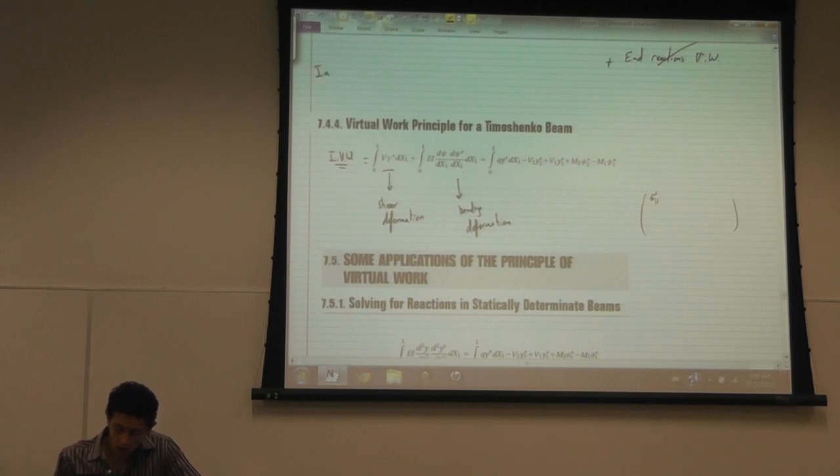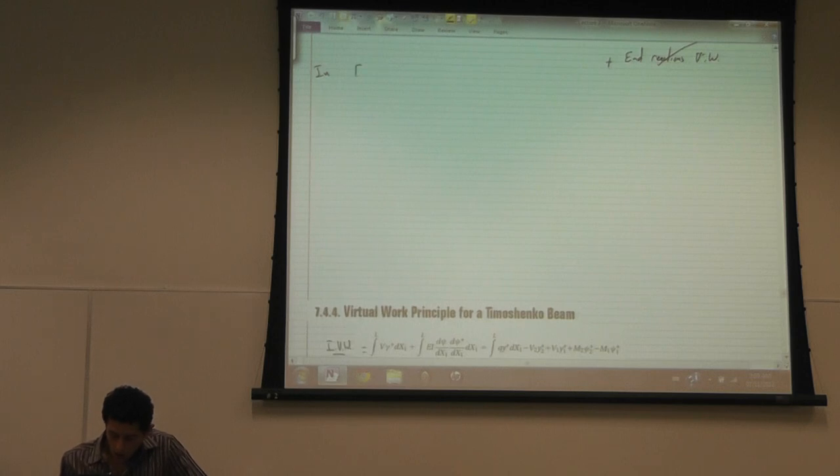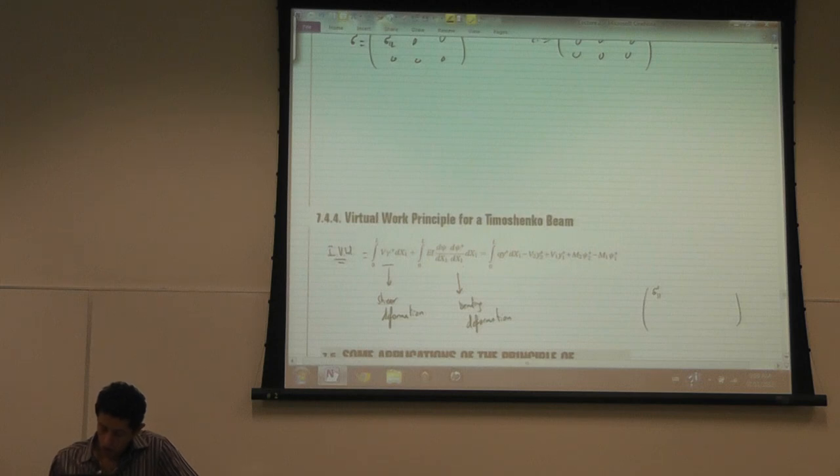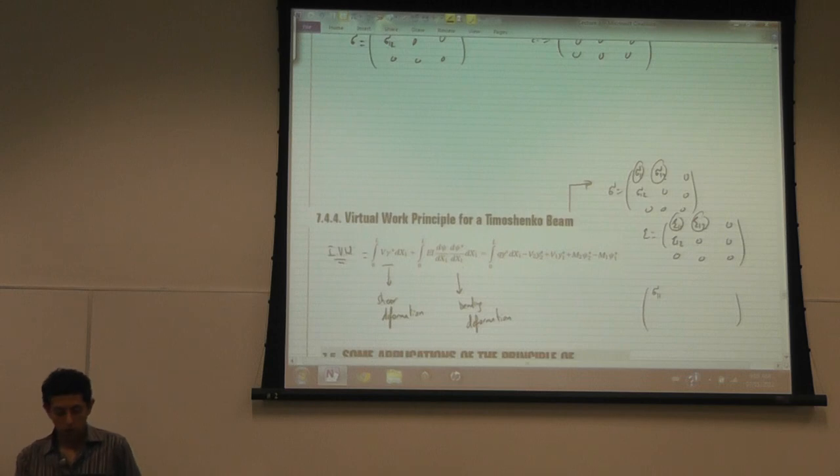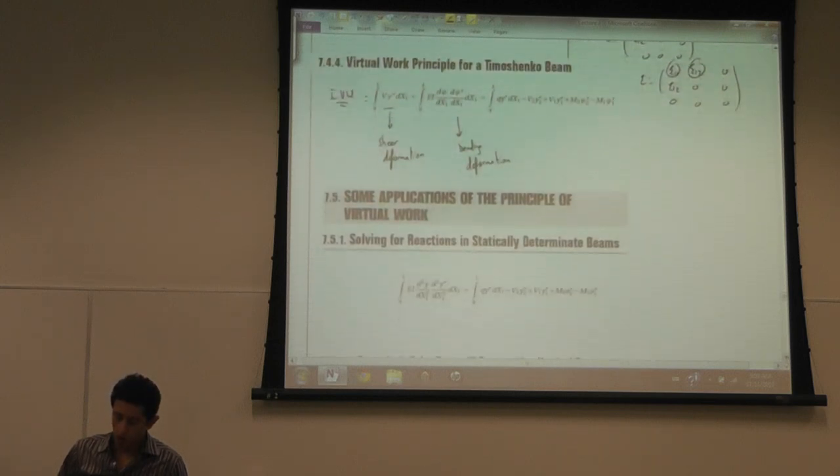So, in the Euler-Bernoulli beam, the stress has sigma 1, sigma 2, sigma 2, zero, all zeros, but the strain has only epsilon 1. In a Timoshenko beam, the stress has sigma 1, sigma 2, sigma 2, 0, 0, 0, 0, and the strain actually has epsilon 1 and epsilon 2. And so the virtual work has two terms. One due to sigma 1, which is usually due to bending, and one due to sigma 2, which is the shear deformation. Okay, so I will give you 5 minutes and then we'll talk about the applications of the virtual work.